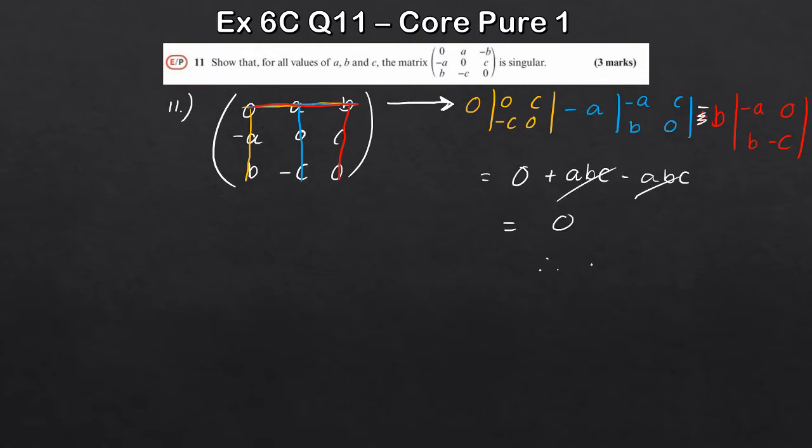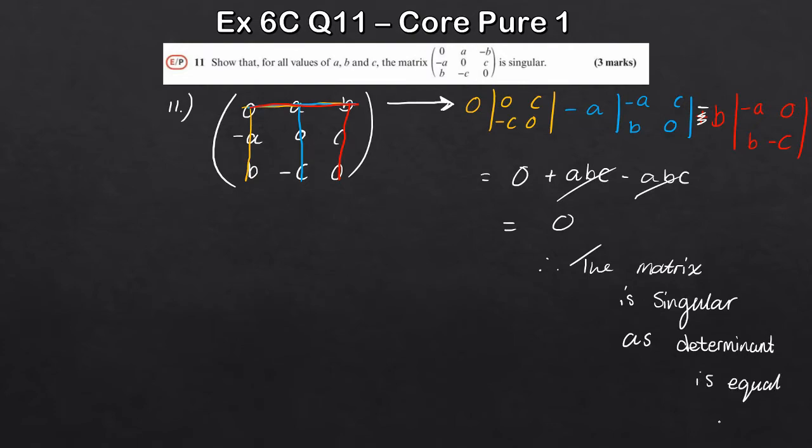So therefore the matrix is singular as the determinant is equal to 0. Okay. So that's that question done there.